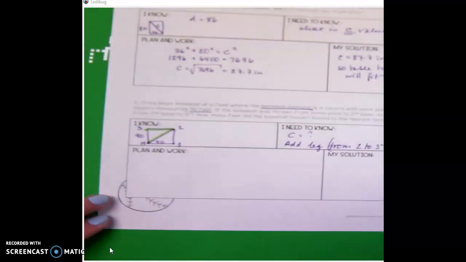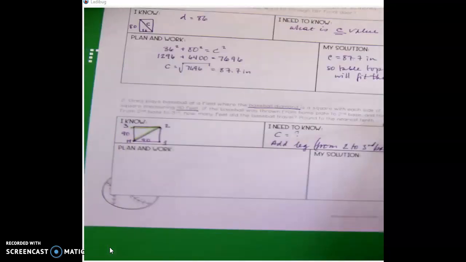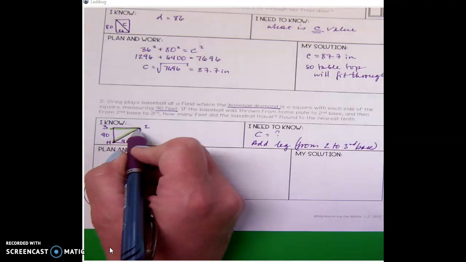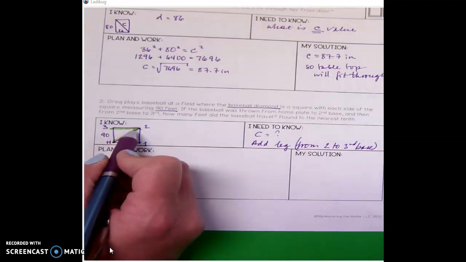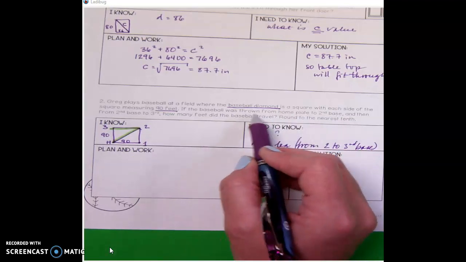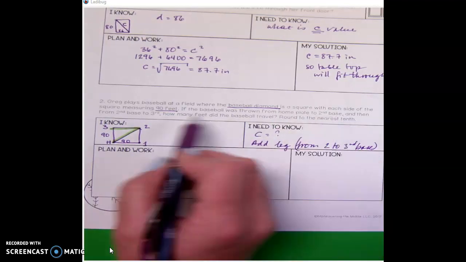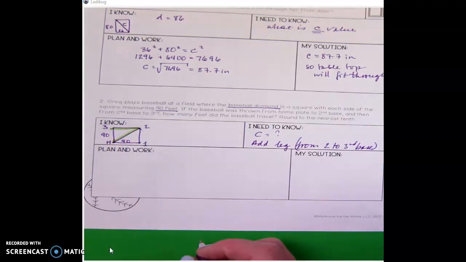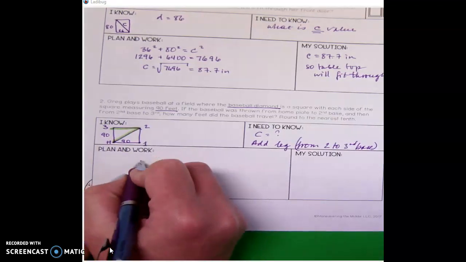Oh, you don't see it. I didn't get everything in my video. Okay, so yes, we have to find the C value, the hypotenuse, but also, in order to answer the question, the ball is thrown from home plate to second base and then from second to third. So how much has this baseball traveled? Let's get started.